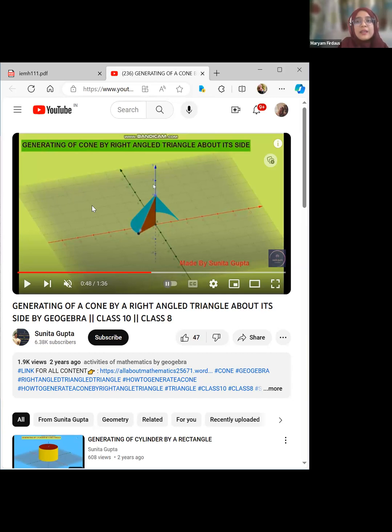And which part of the triangle is forming the radius of the cone? Which part of the triangle is forming the radius of the cone? The base. The base of the triangle, yes. And which part of the triangle is forming the height of the cone? The height of the triangle, right? So just see this once again.